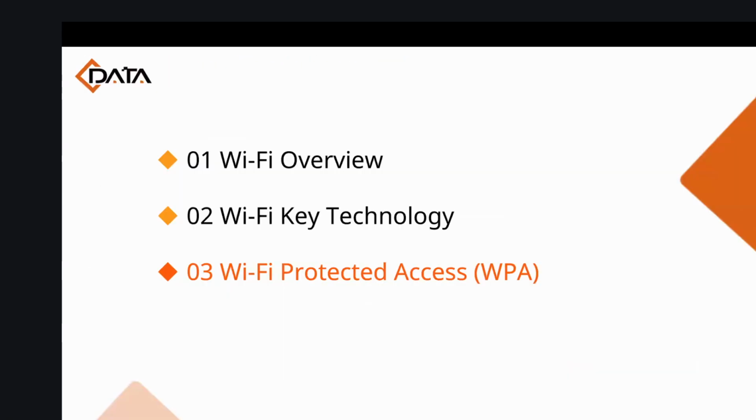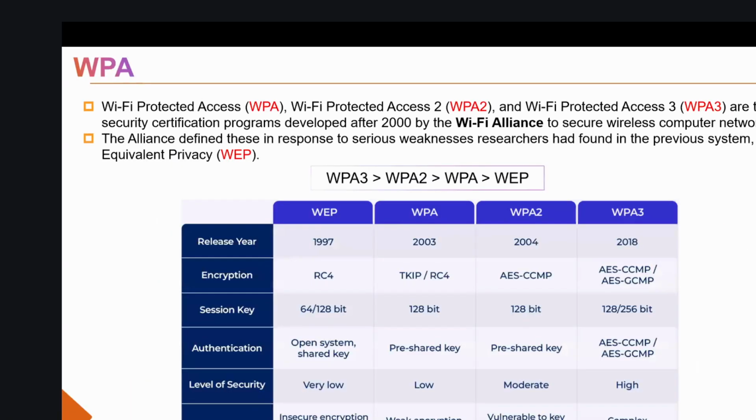So finally, Wi-Fi protection. We have WPA3, which is the latest. At the beginning, it was WEP, which means Wired Equivalent Privacy. This one is the earliest one. Now it's using this one.